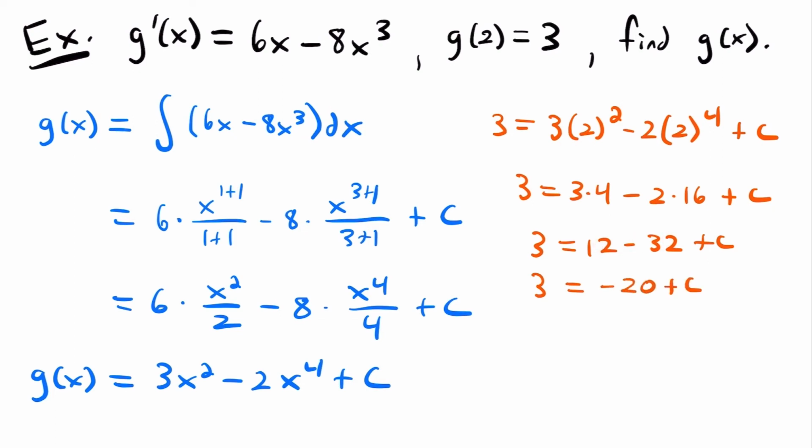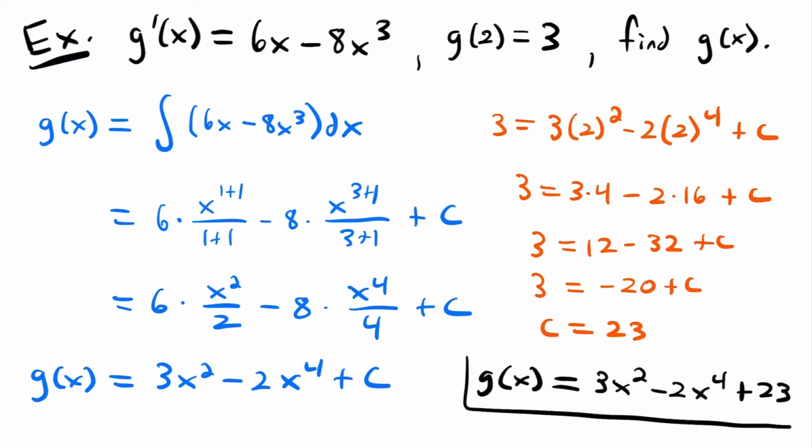12 minus 32 is negative 20, and so then if we add 20 to both sides of the equation, we will have that c is equal to 23. And so that means that if we replace this c with this value of c, we now have our particular solution for g of x. So g of x will be equal to 3x squared minus 2x to the fourth power plus 23. And that is our answer to this problem. We found the particular solution of g of x given its derivative and this initial condition.